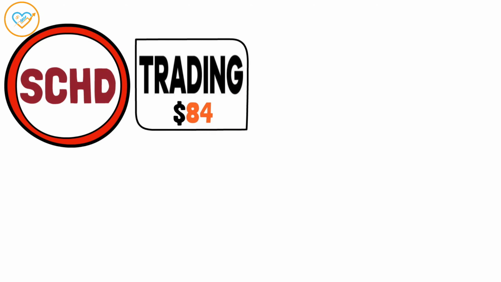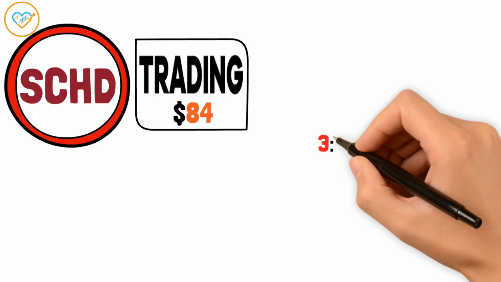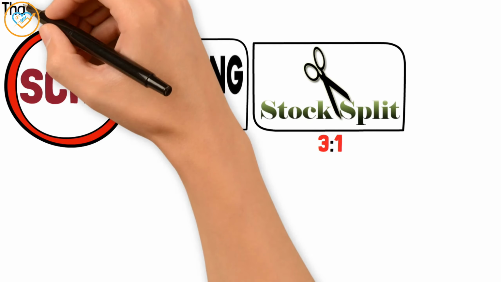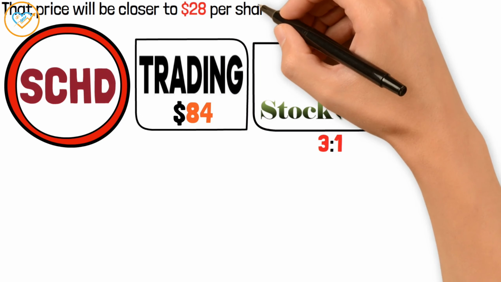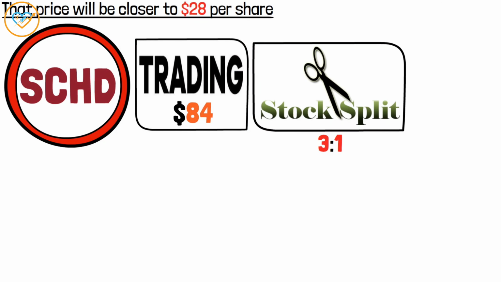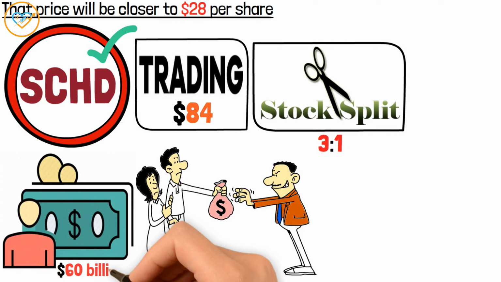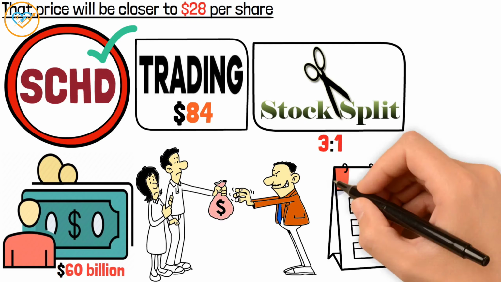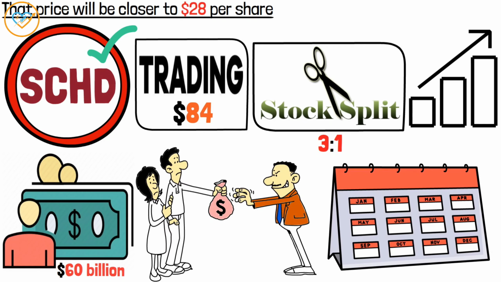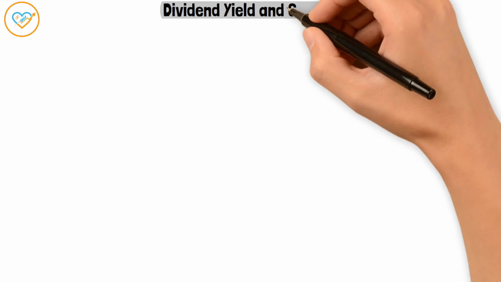Presently, SCHD is trading at $84 per share. This means after the upcoming 3:1 stock split, that price will be closer to $28 per share, making it more accessible to a wider range of investors. As of now, SCHD manages assets totaling $60 billion, and over the past 12 months, it has seen impressive growth, climbing 19%.